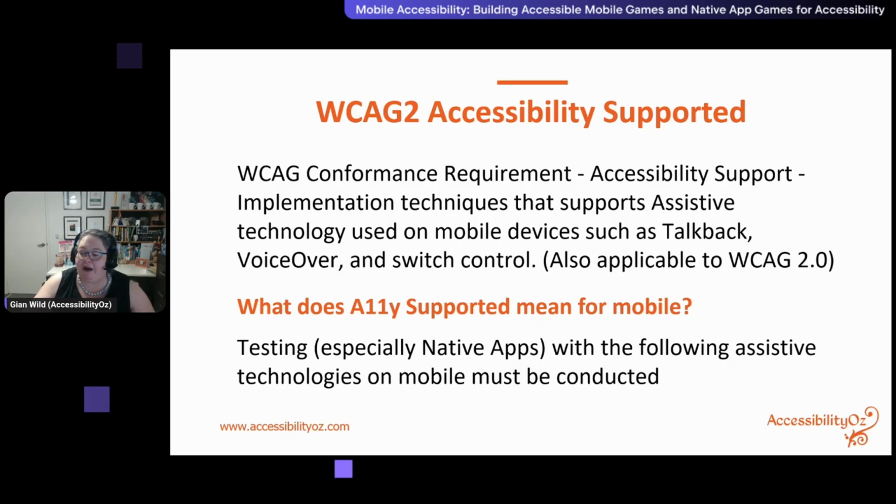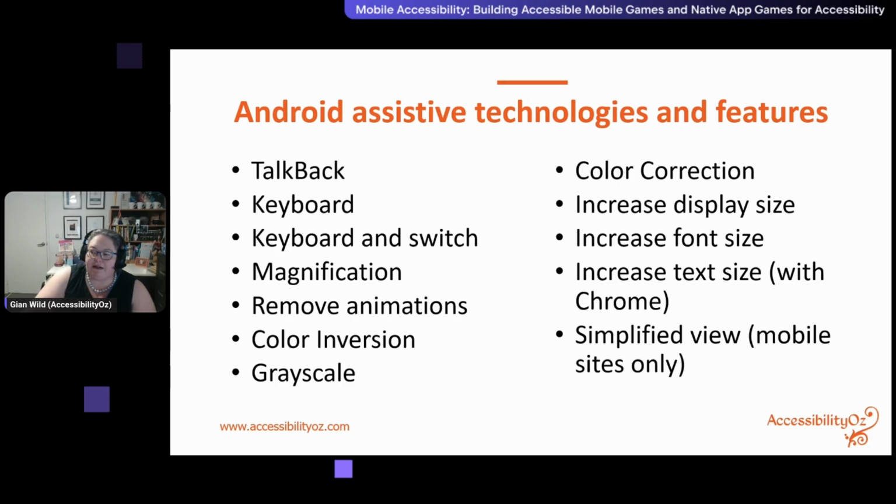So sometimes the only way to determine if something has an accessible text alternative is to actually use an assistive technology. So the assistive technologies that are included in this set of guidelines are, for Android: TalkBack, keyboard and switch, magnification, remove animations, color inversion, grayscale, color correction, increase display size, increase font size, increase text size with Chrome, and simplified view for mobile sites only.